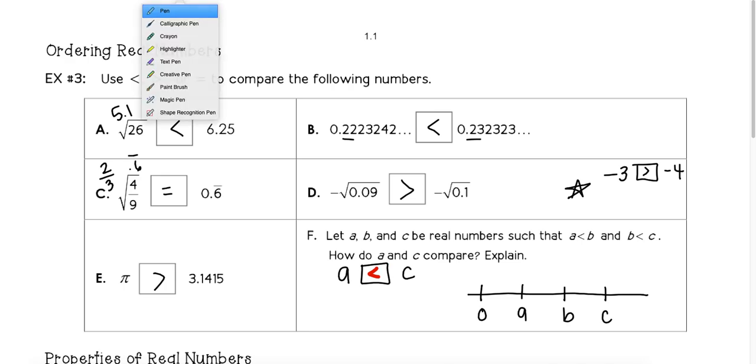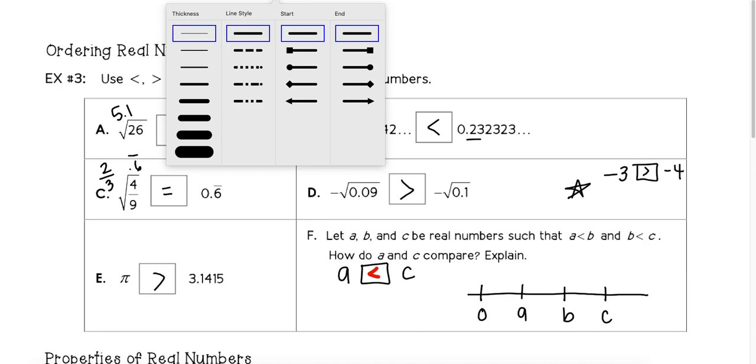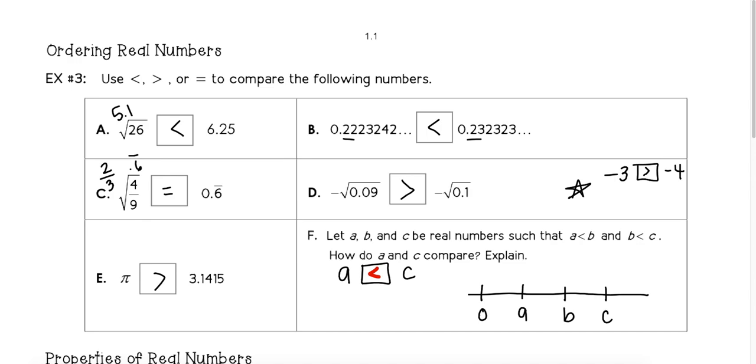I'll be surprised if you guys remember this property, but like I said, you guys did this a lot of times in geometry. This property is called the transitive property. So transitive property is if A equals B and B equals C, then A equals C. We did that a lot in proofs in geometry.